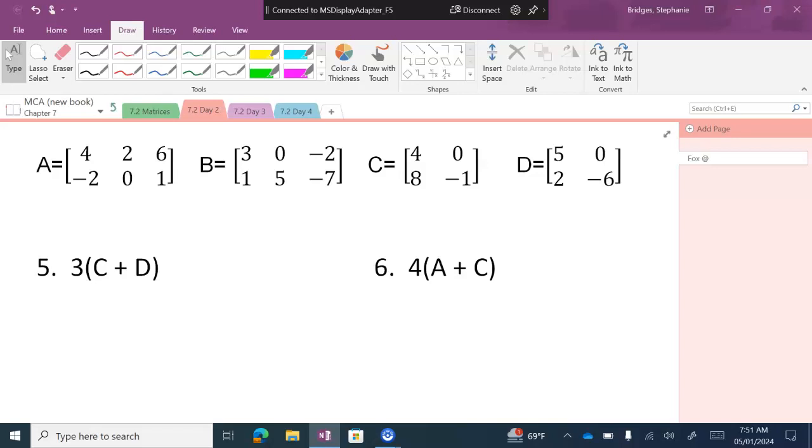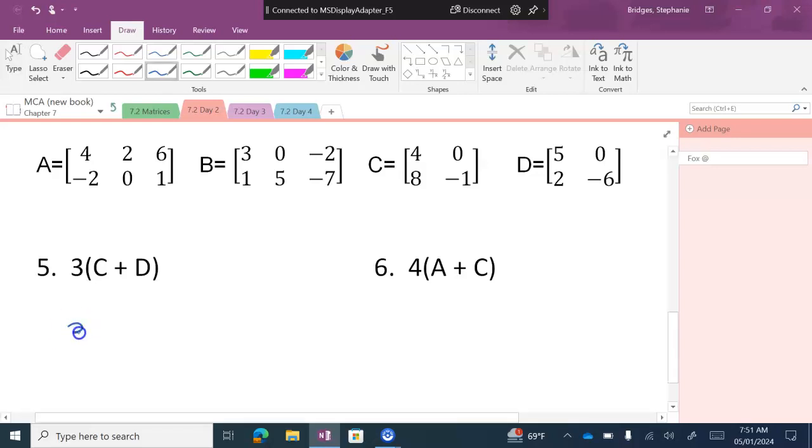It just depends on if you want to multiply twice and then add, or if you want to add and then just multiply once. Am I actually able to add C and D together? Yeah. I personally would probably add first and then multiply. That way I don't have to multiply more than once.